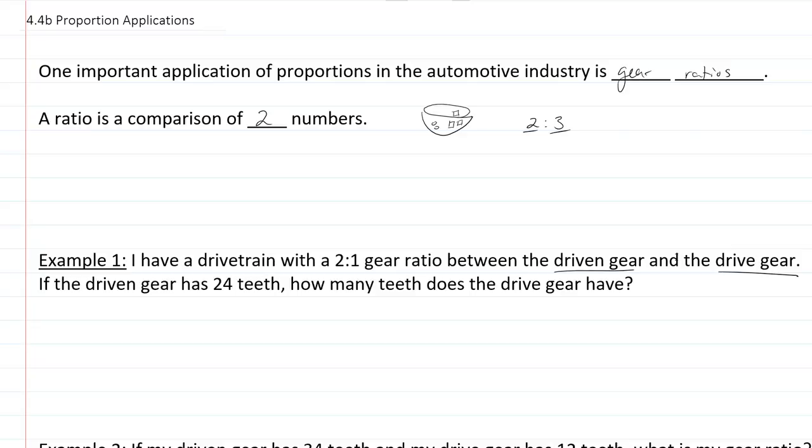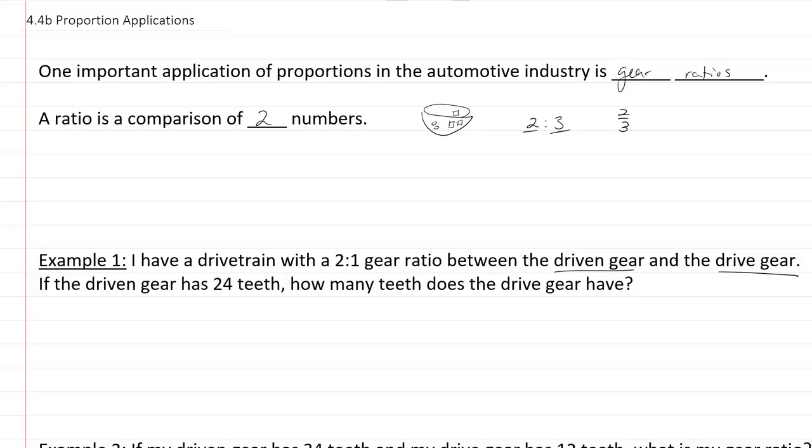So we can also write a ratio as a fraction. And this is where proportions come into the equation. So we can write a 2 to 3 ratio as 2 over 3 in fraction form. So let's look at the first example.